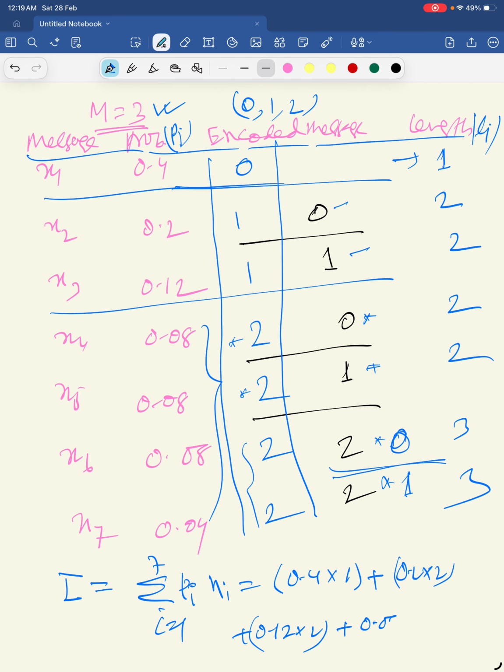plus 0.08 into 2, plus again 0.08 into 2, plus 0.08 into 3, and last one is 0.04 into 3. So if we calculate it, L bar is equal to 1.72 letters per message.